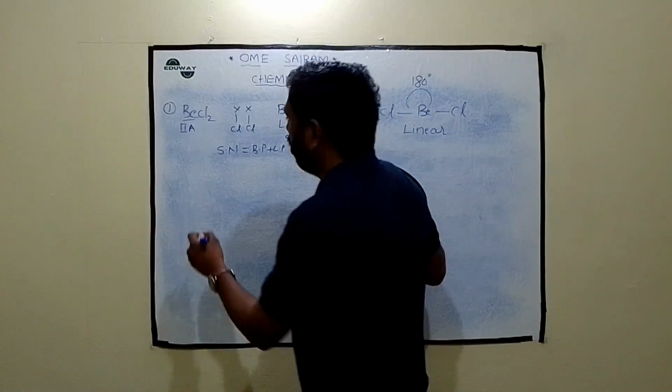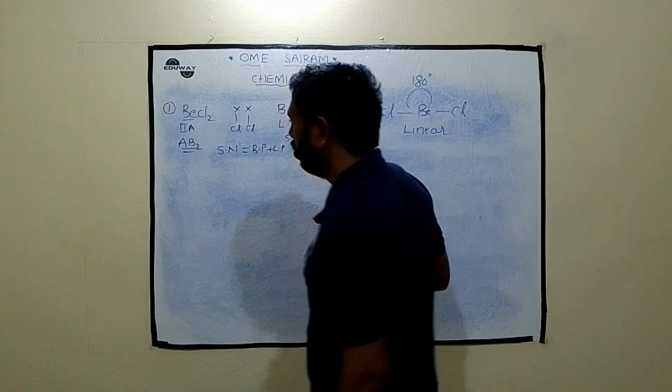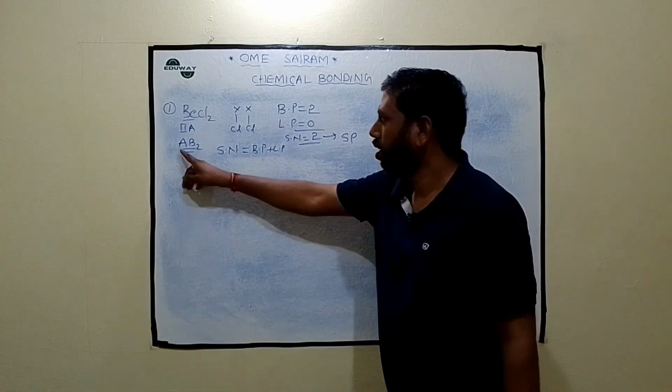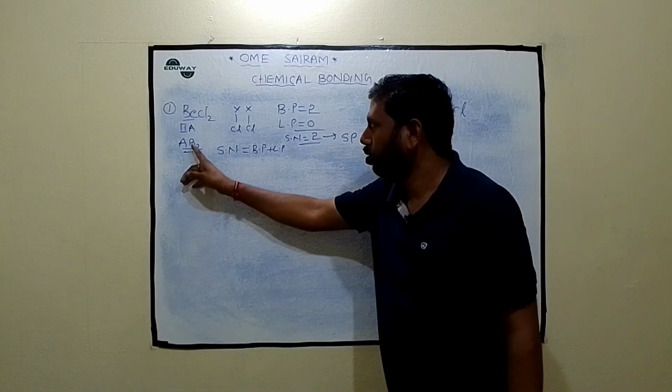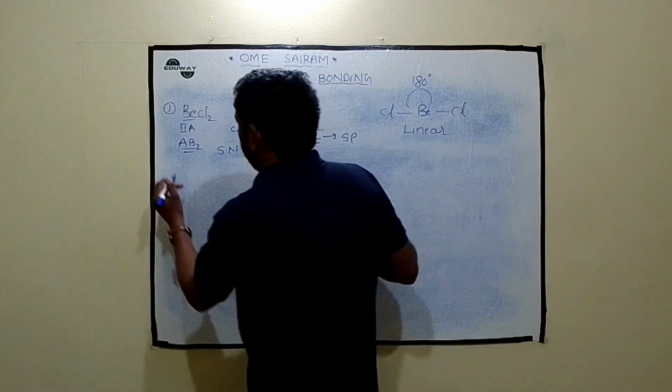So this molecule belongs to the AB2 type. That means A is the central atom and B2 is two bond pairs.